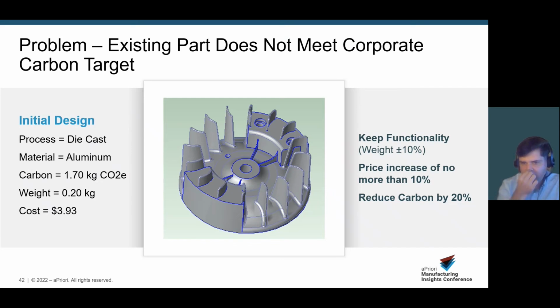What we've heard from our friends in corporate is they really want to reduce carbon in this part by 20%. So this is part of a larger part, but this is the biggest component driving CO2 in the end product. So they want to keep functionality the same. So they want to be able to maintain weight within plus or minus 10%. And they're okay with a little price increase, but we need to keep it below 10% if we hit our carbon reduction of 20%. So let's dig in and really see what we can do to hit these targets.